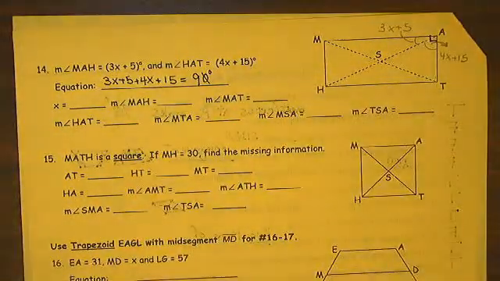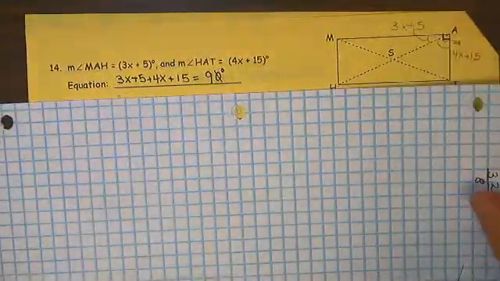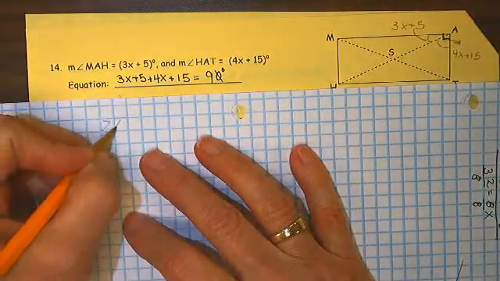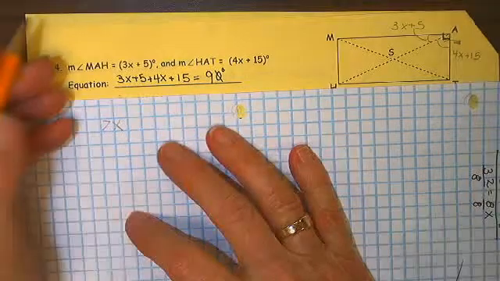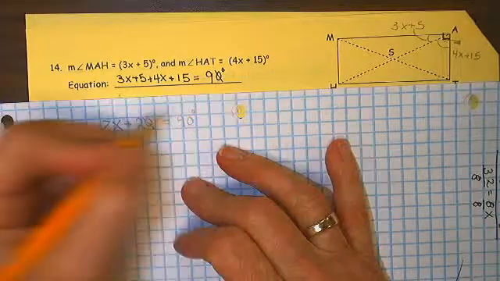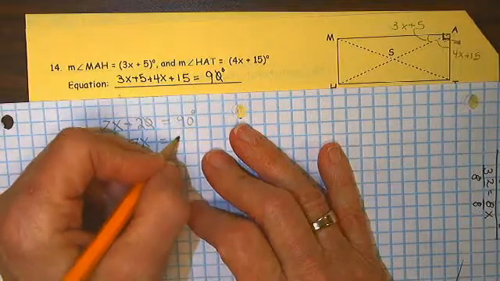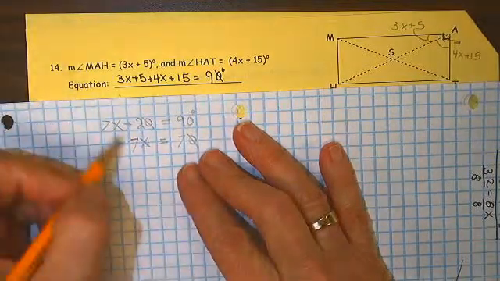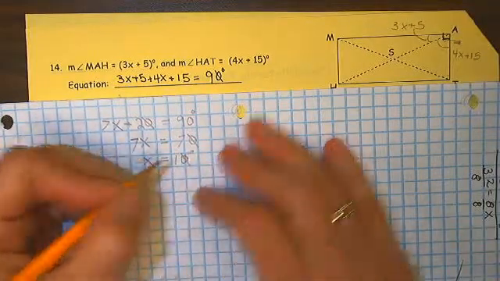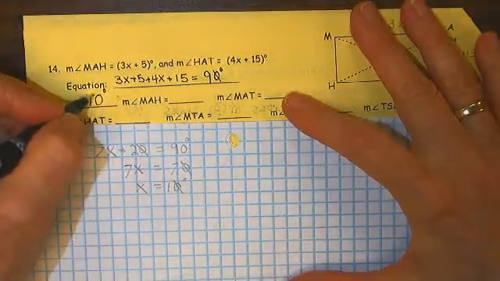Okay, what is that going to get me? Let's do some calculating. 3x plus 4x gives me 7x. I'm combining like terms. 5 plus 15 is 20 equals 90 degrees. Subtract 20 from each side. 7x equals 70. Divide both sides by 7. X equals 10 degrees. I bet we needed to find that out.